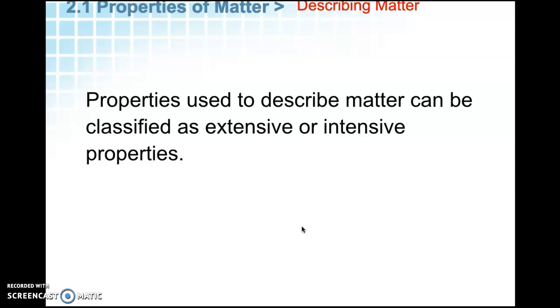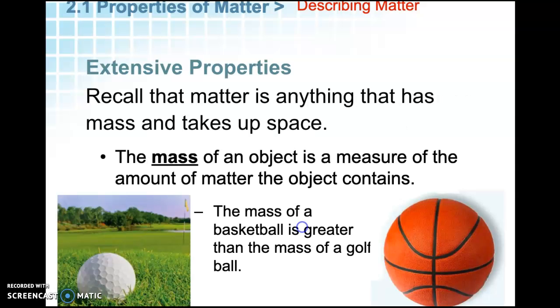Properties used to describe matter can be classified as extensive or intensive properties. Obviously, an extensive property is what we're going to talk about here. Mass is an extensive property. Mass of an object is how much matter an object contains. That's something you probably picked up in ICP. And we look at a basketball and a golf ball. The mass of a basketball is greater than that of a golf ball.